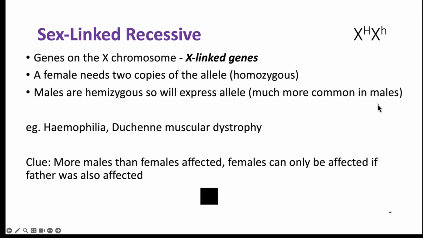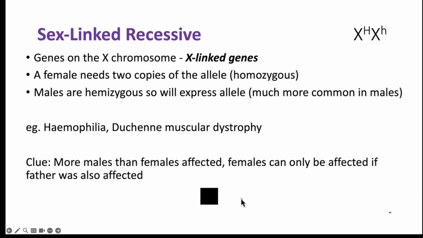Here are some examples: hemophilia and Duchenne's muscular dystrophy. So the clue is we see more males than females affected. Females will only be affected if their father was also affected. I've just put a clue here. You're going to see the shaded-in square for the males far more than for females.